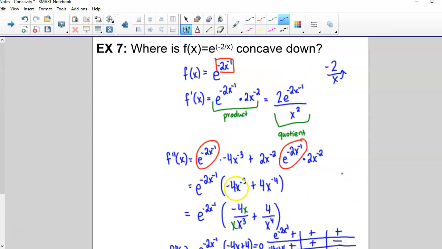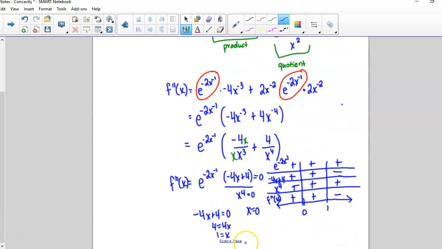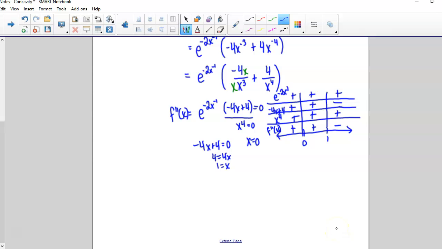So, what did the question even ask us? Where is f of x equals e to the negative 2 over x concave down? For this, we would say f of x is concave down for x greater than 1, because f double prime of x is less than 0.